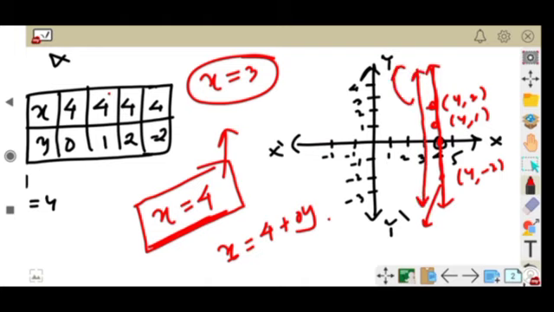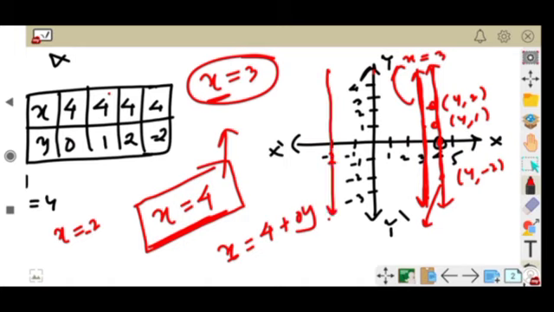This is the graph for x equal to 3. As it is given in terms of x, this graph is parallel to the y-axis. If I give you x equal to -2, then you'll get it like this. You'll get a straight line here, and this line will definitely be parallel to the y-axis.